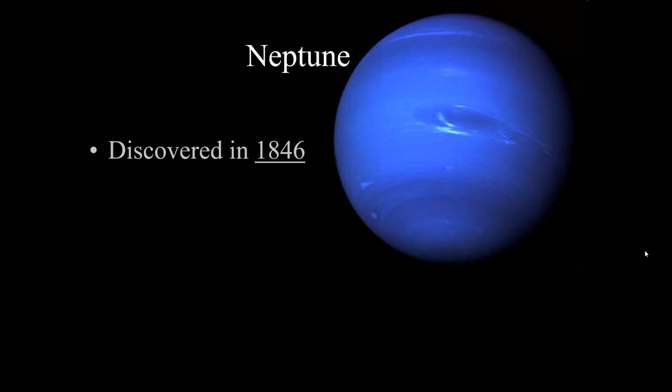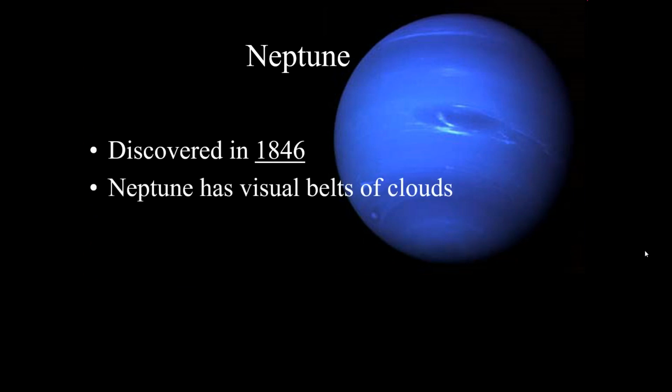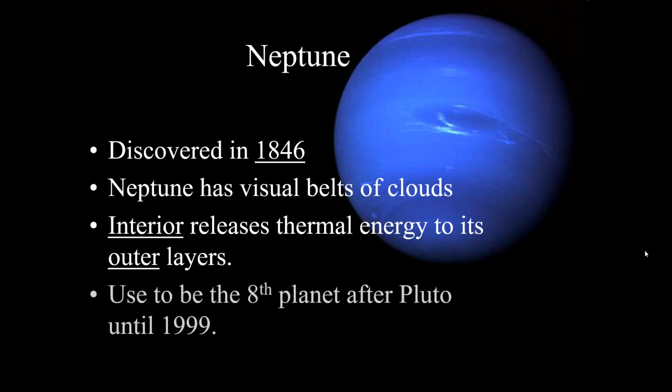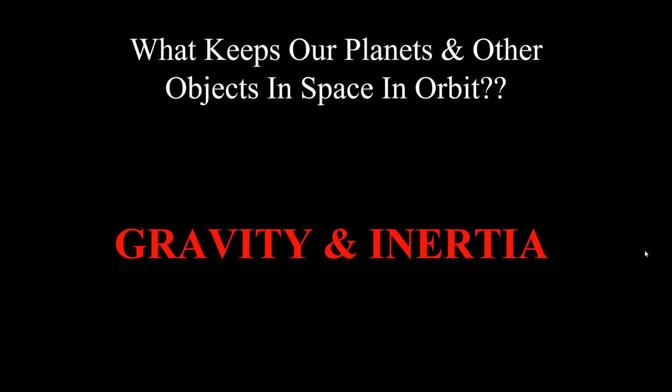Neptune, discovered in 1846. Neptune has visible belts of clouds. Its interior releases thermal energy to its outer layers. It used to be the eighth planet after Pluto until 1999.